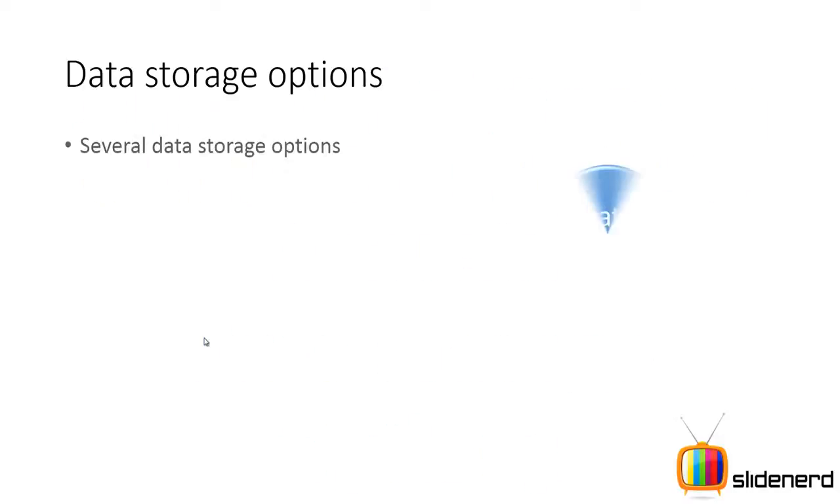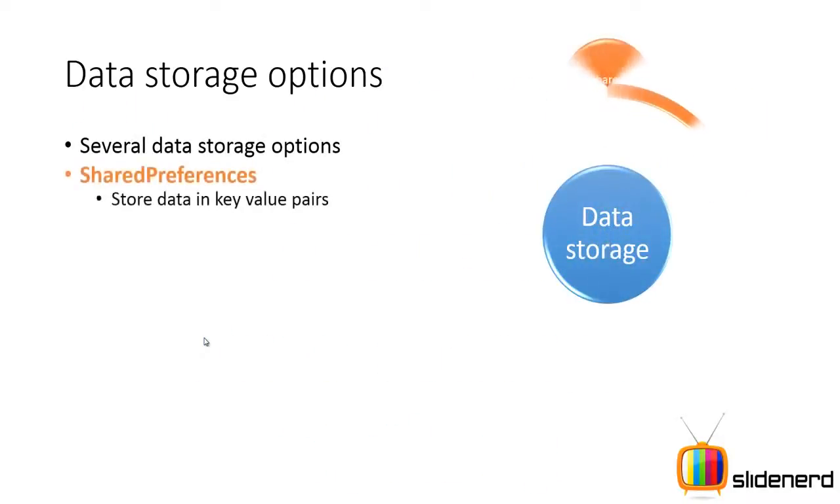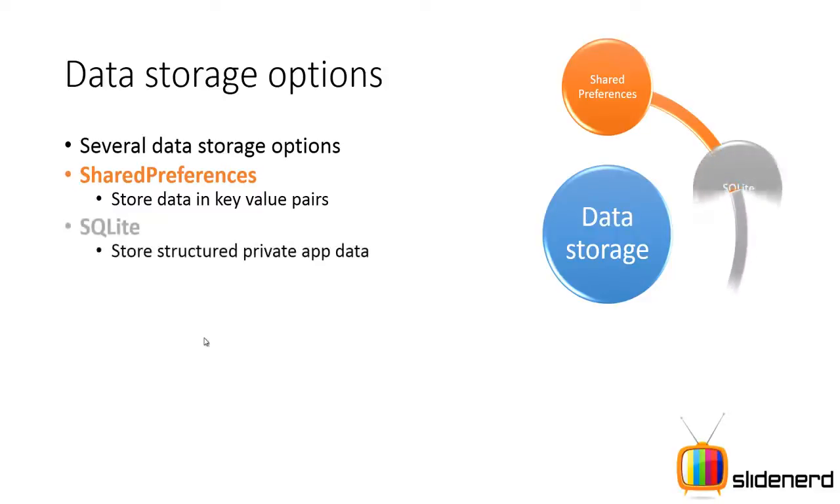So let's get started. The different data storage options that are available to you are: 1. Shared preferences, store data in key value pairs. Don't worry about this word, we will see what it is shortly. 2. SQLite databases, where you can store structured data.